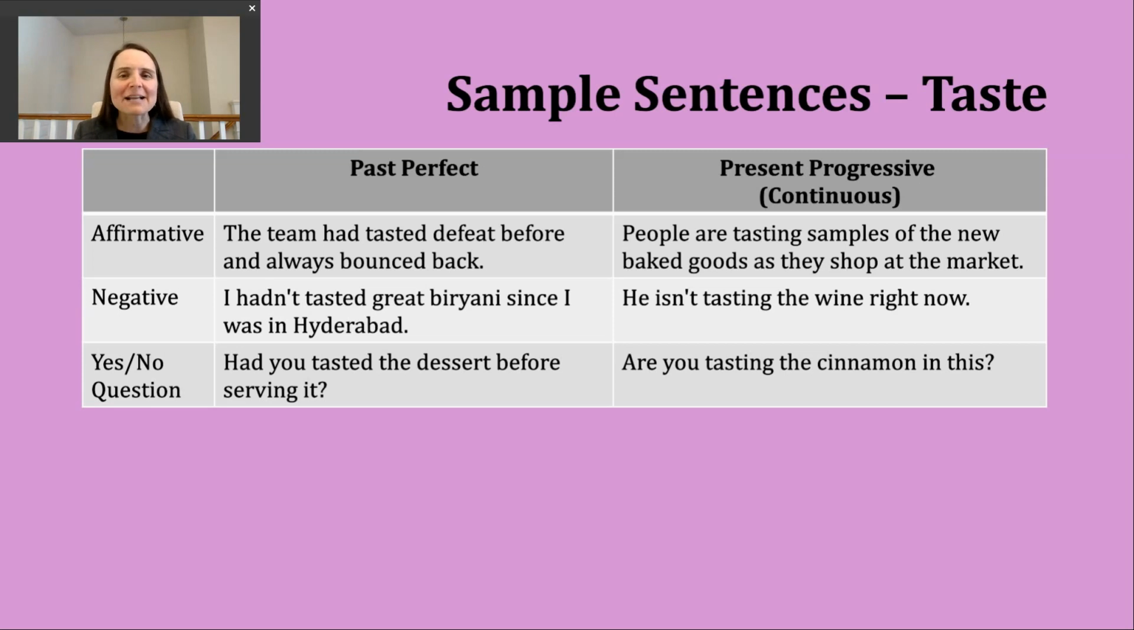So an example of this in the present progressive, I guess I should back up and say our structure here is to start with our subject. We use a present form of be, and then we use the ing form of the verb. So that form of be will change based on what our subject is. Now let's look at an example. People are tasting samples of the new baked goods as they shop at the market.